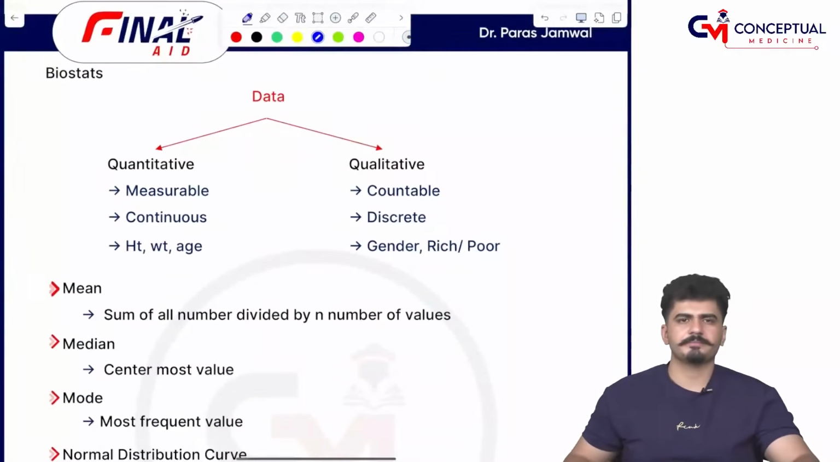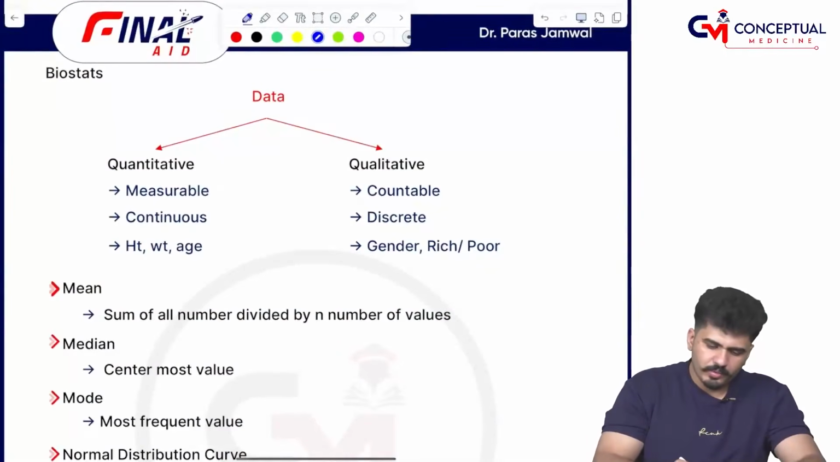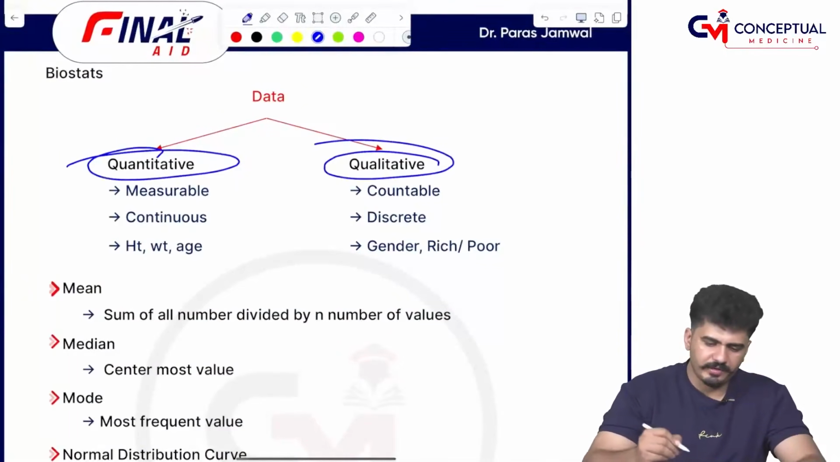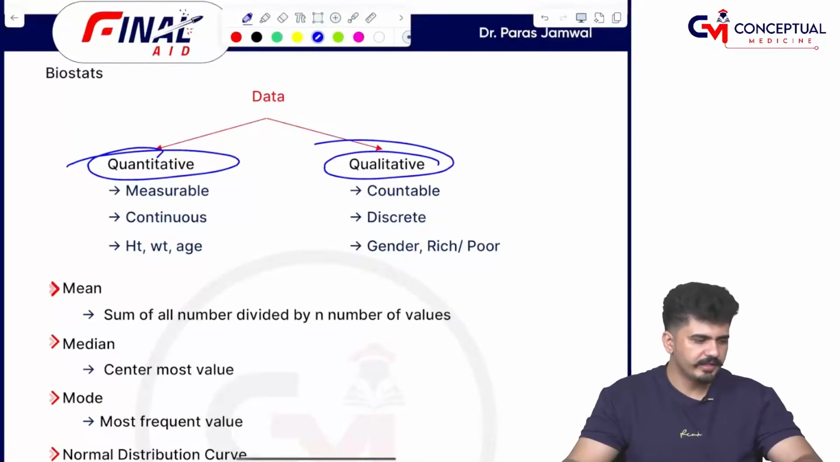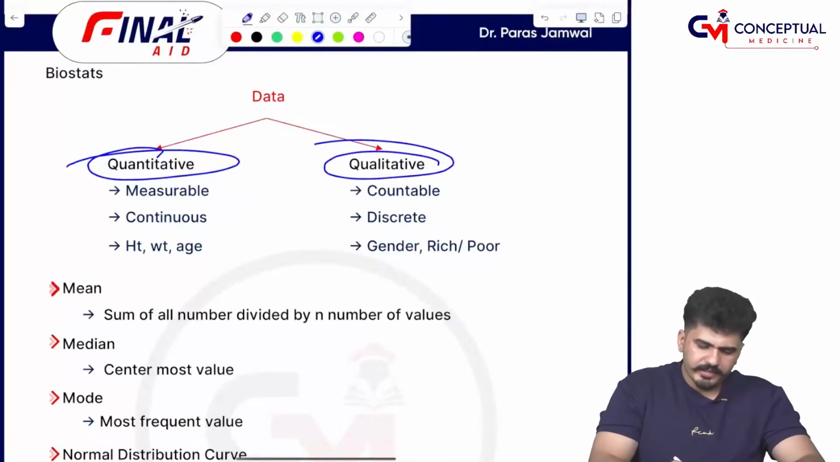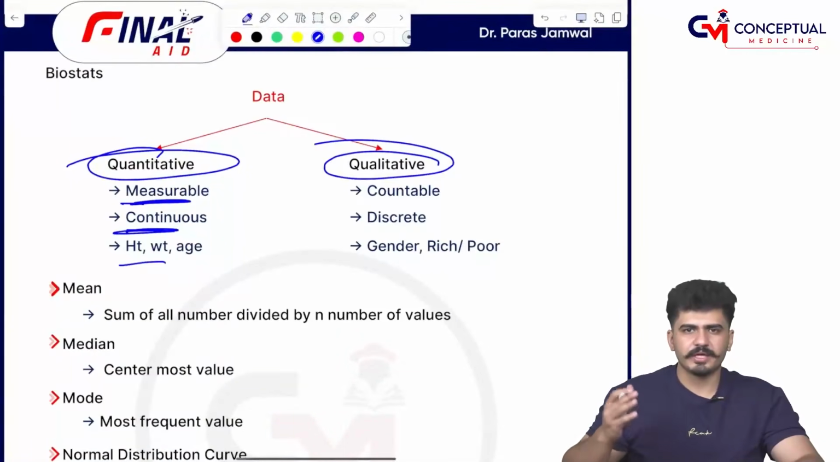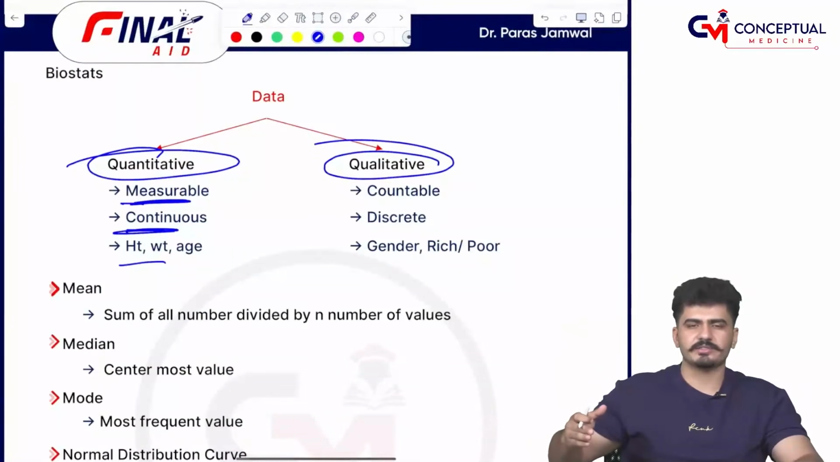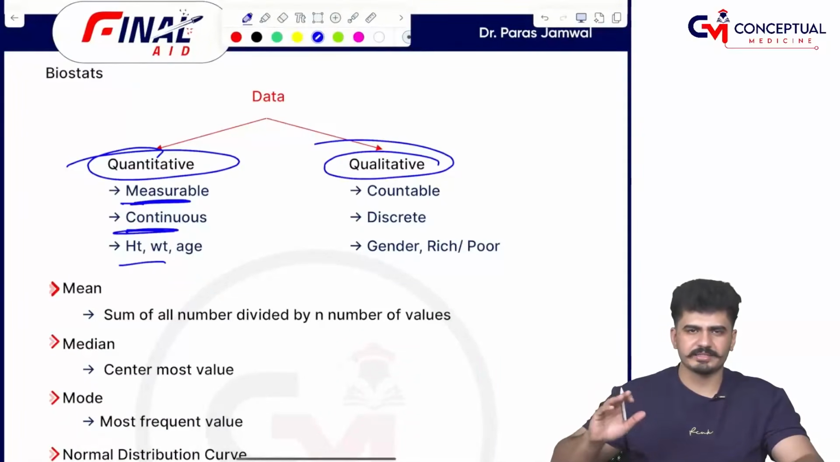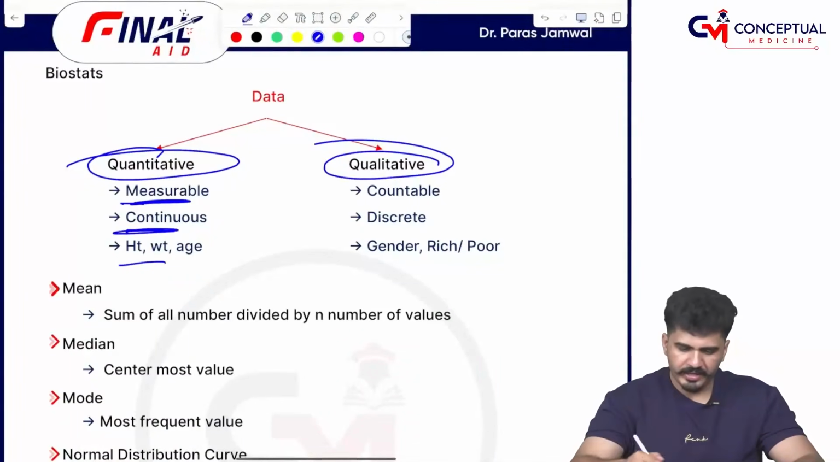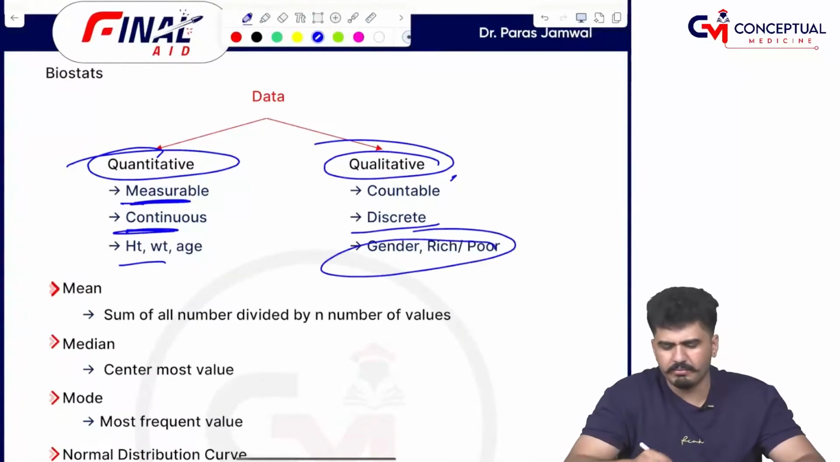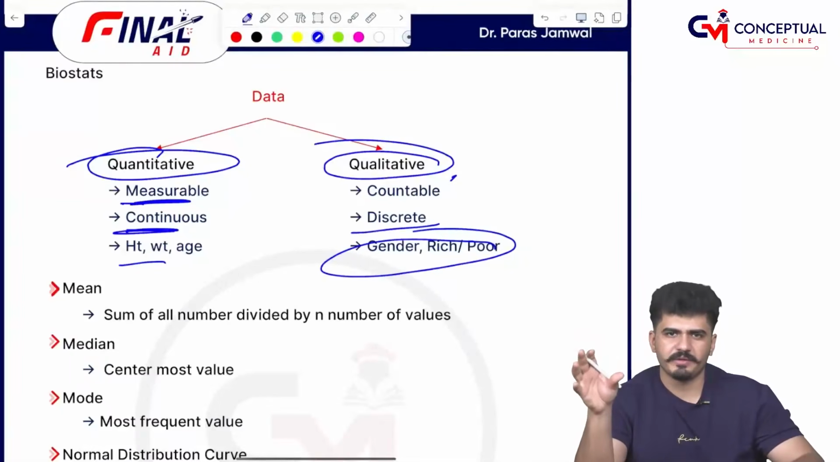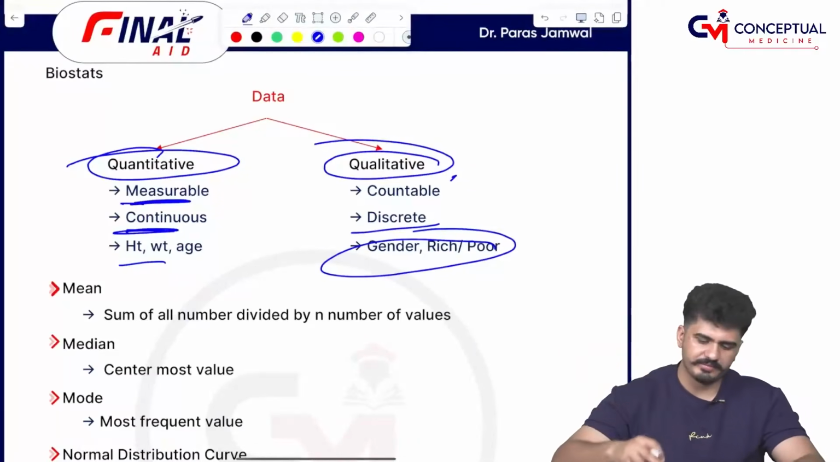Now biostats. Quantitative versus qualitative, we have to do that. Quantitative data are measurable and continuous, like height, weight, age. 1, 2, 3, 4 ऐसा नहीं, आज age 25 साल है कल 30 हो जाएगी, ऐसा नहीं है, एक continuous चलते हैं, ठीक है. Quantitative is countable data, 1, 2, 10 भी हो सकते हैं. Discrete data, gender like 10 male 10 female, 10 गरीब 10 अमीर, like this it will go on.